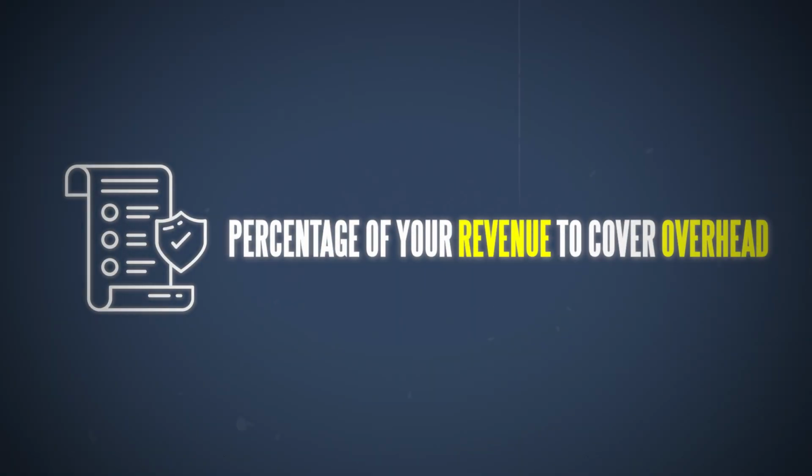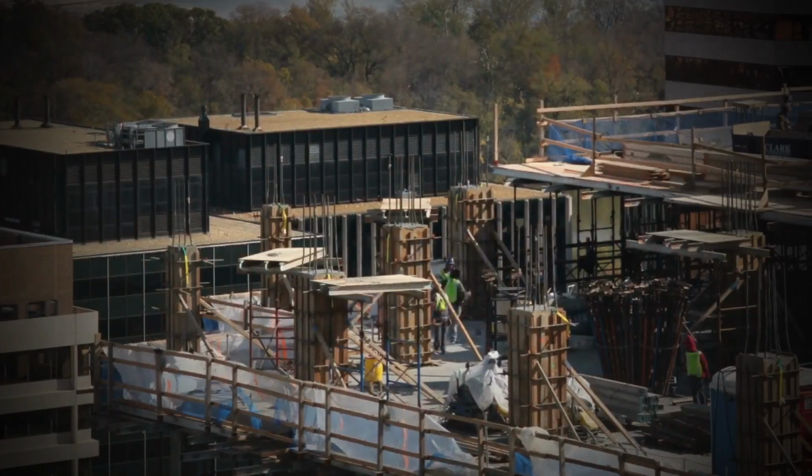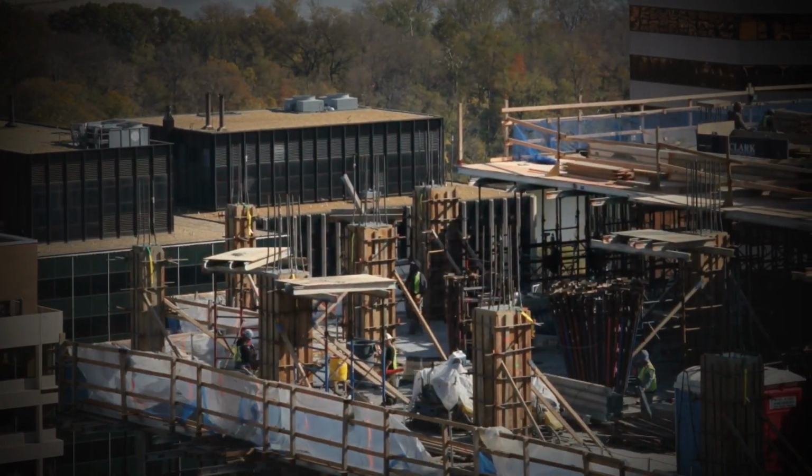So a good rule of thumb is to set aside a percentage of your revenue to cover overhead. For a lot of construction businesses, that number is around 10 to 20%, but it can vary depending on your specific business. But I advise to stay below 12%. The key is knowing what your number is so you can plan accordingly.